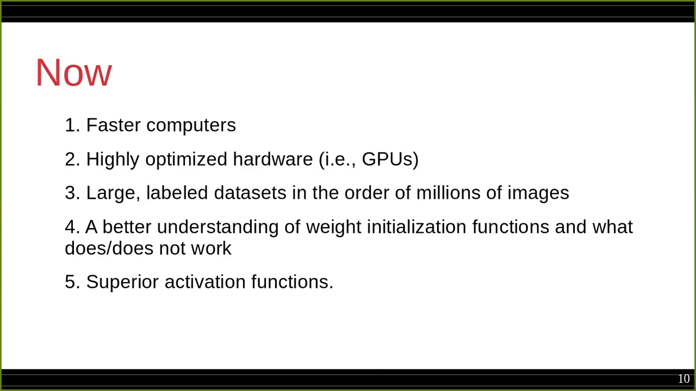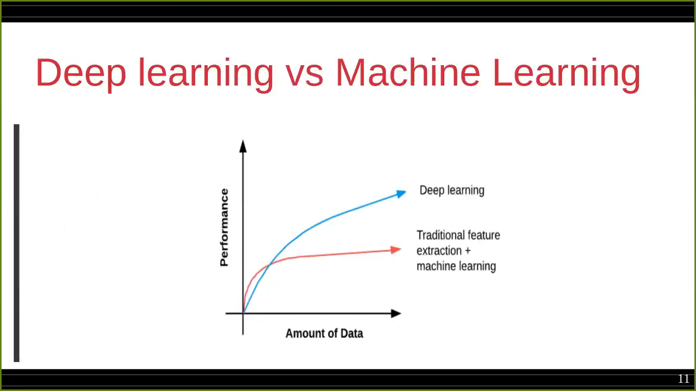As opposed to that, what we have now is faster computers. We have highly optimized hardware, that means GPUs. We have large labeled data sets in the order of millions of images. If you check ImageNet, it is a very large data set. We have a better understanding of weight initialization, of what works and what does not. We'll see in the course how we initialize the weights and what the better ways of initialization are. And obviously, we have superior activation functions as opposed to what we had in those days.